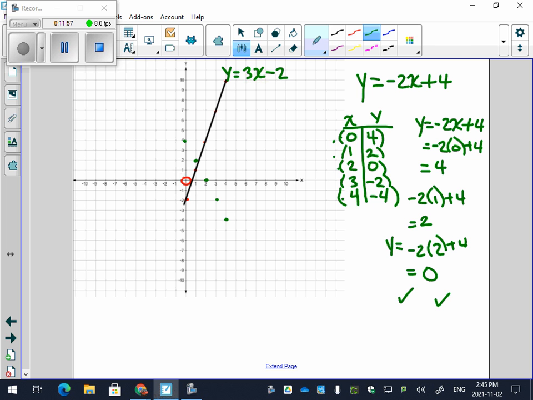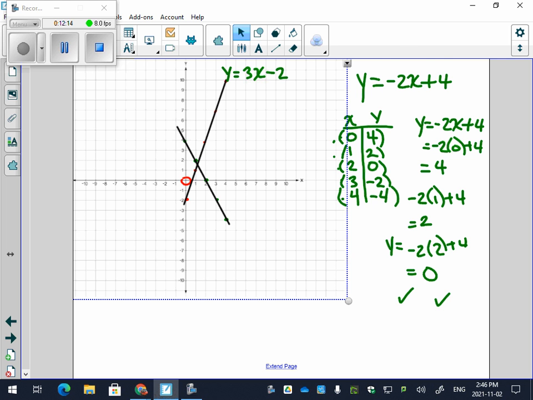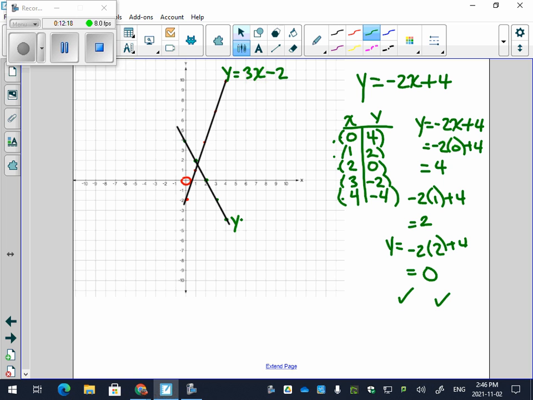Again, your lines should be nice and neat with a ruler. And if we have to move something, let me move it, because this should be nice and neat. There we go. That's what that line looks like. And you would label it y equals negative 2x plus 4.